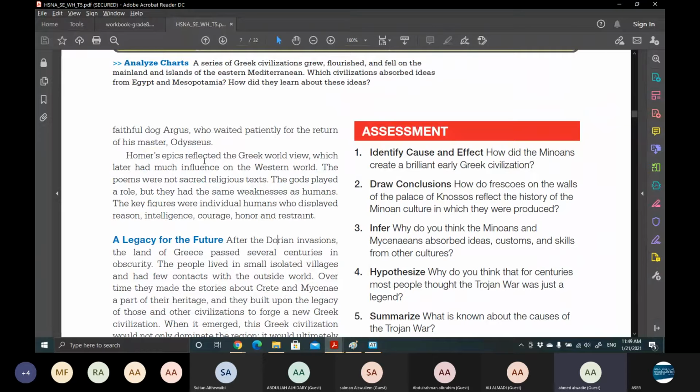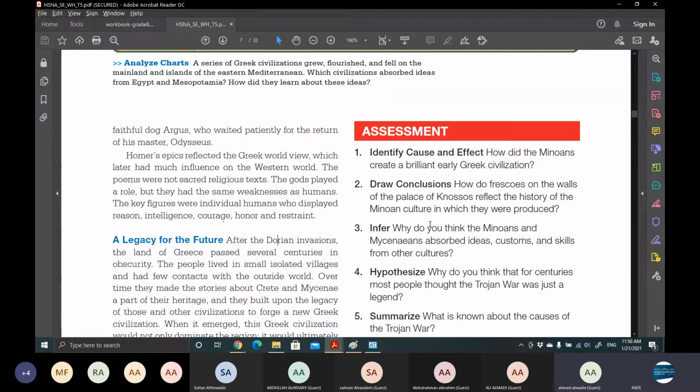Homer's epics reflected the Greek world view, which later had much influence on the Eastern world. The poems were not sacred religious texts. The gods played a role, but they had the same weaknesses as humans. The key figures were individual humans who displayed reason, intelligence, courage, honor, and restraint.